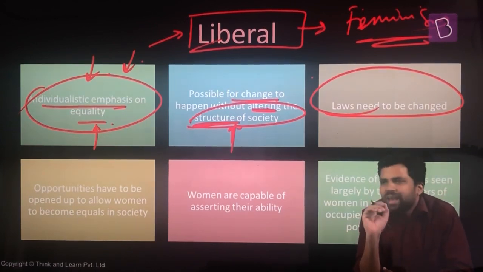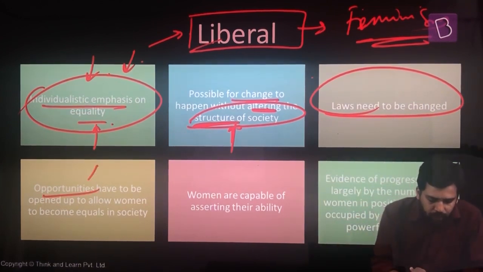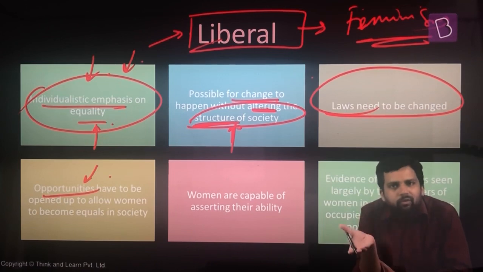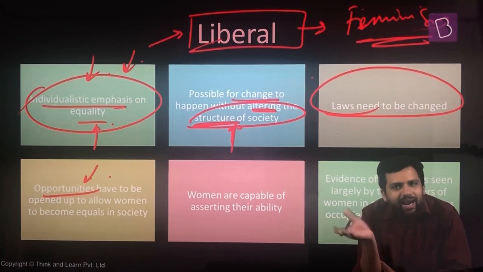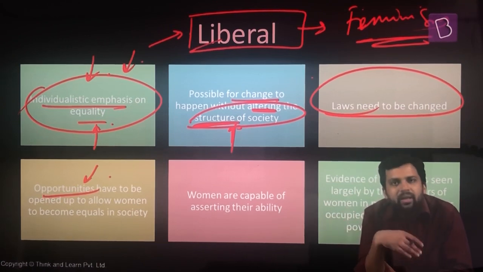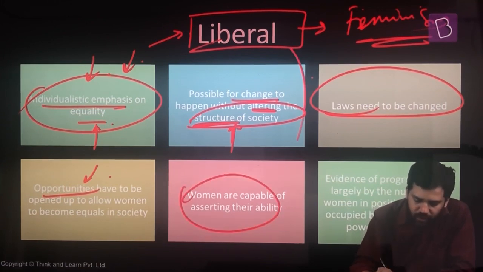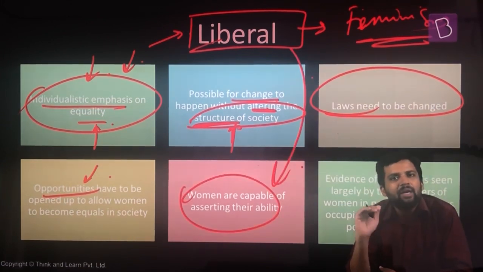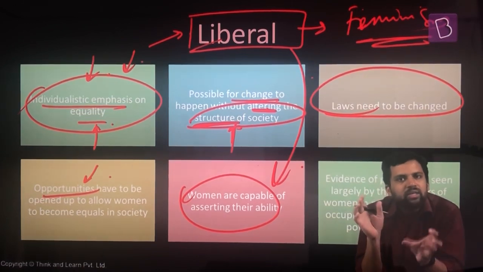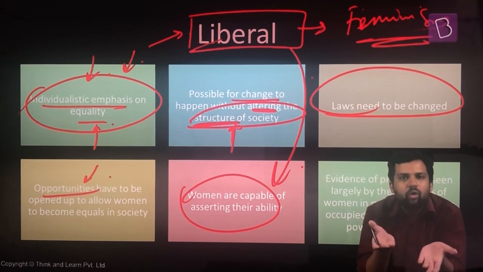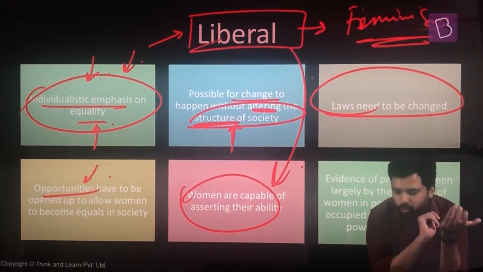What we can do is bring about laws and policies which will increase opportunities for women. If opportunities for women increase, greater participation of women will be there in different spheres. So that is what needs to be done, rather than bringing about change in the social structures. And it believes that women have the capability to assert their ability. Women are able in themselves. The problem here is they do not have sufficient opportunities. So if opportunities come up, women are capable, they are able, so they can fill up these opportunities.